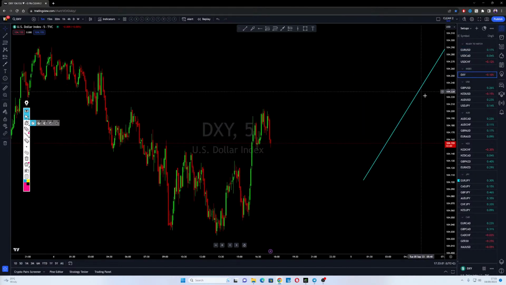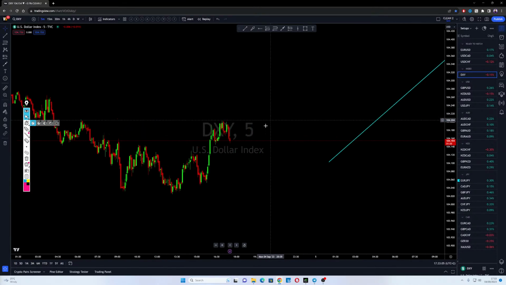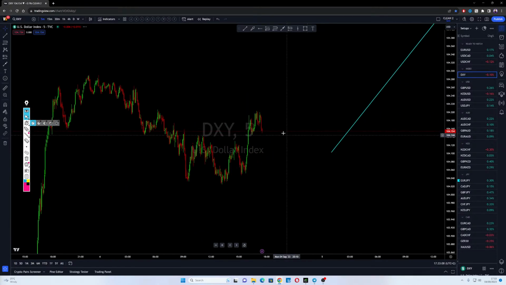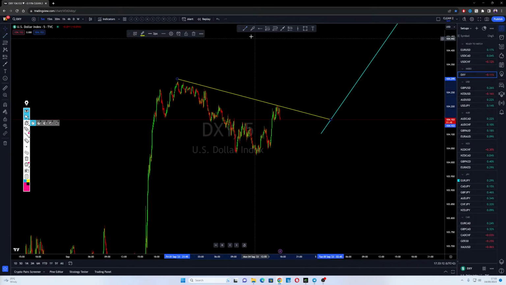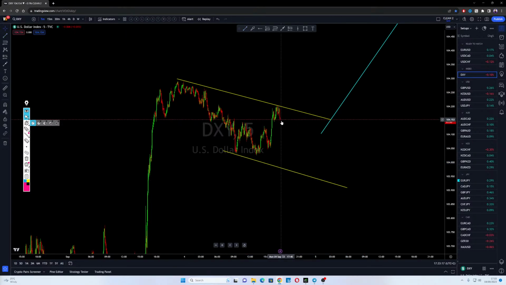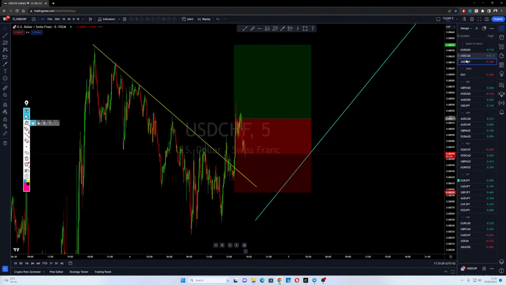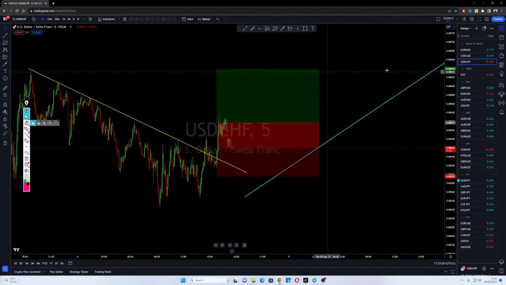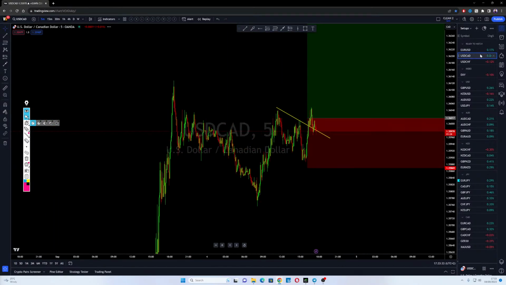Let me check the DXY, what DXY is trying to do. Yeah, maybe this one will give us the running flat. But this one can extend into the bigger correction over there, like this one. Something like this and this to go lower. Let's see. If euro dollar will push more, then I will close the euro dollar first and then I will decide what I'll do with the rest.